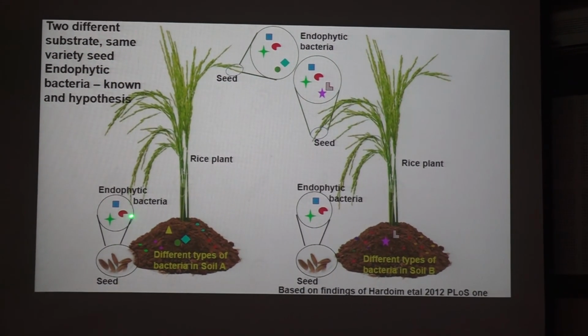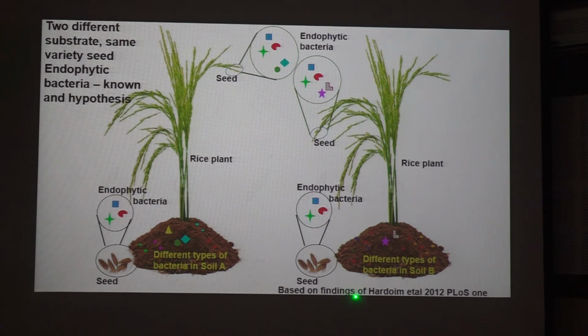Now let us look into another aspect. You have seeds here. This is again a hypothetical kind of thing based on Hardoim's work. You have endophytic bacteria already present inside. You have 2 soils where the microbial community is different. Now you grow it, and the seeds are again developed. In the next generation seeds, they have this. In addition to that, you find 2 other species or 2 other types of bacteria.